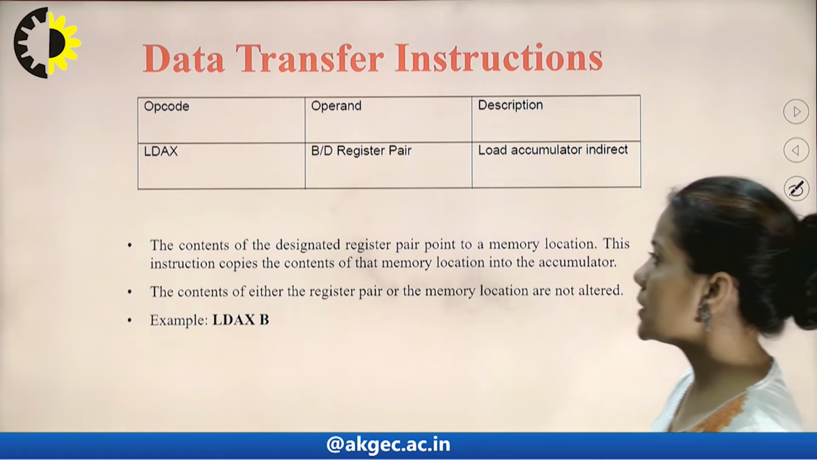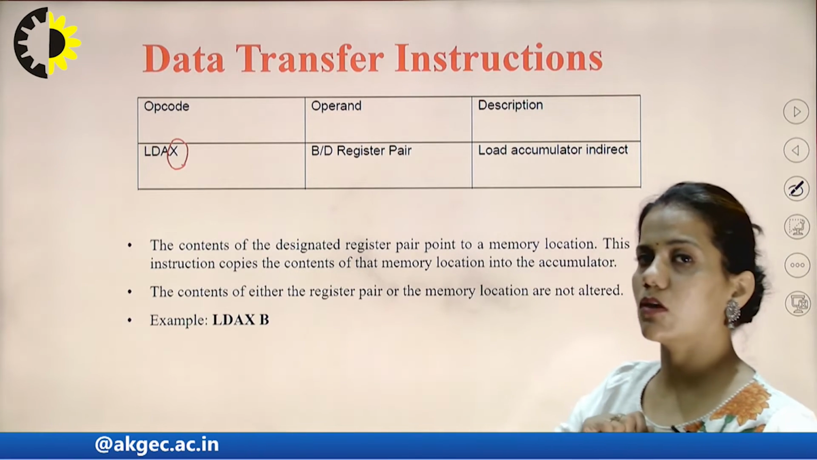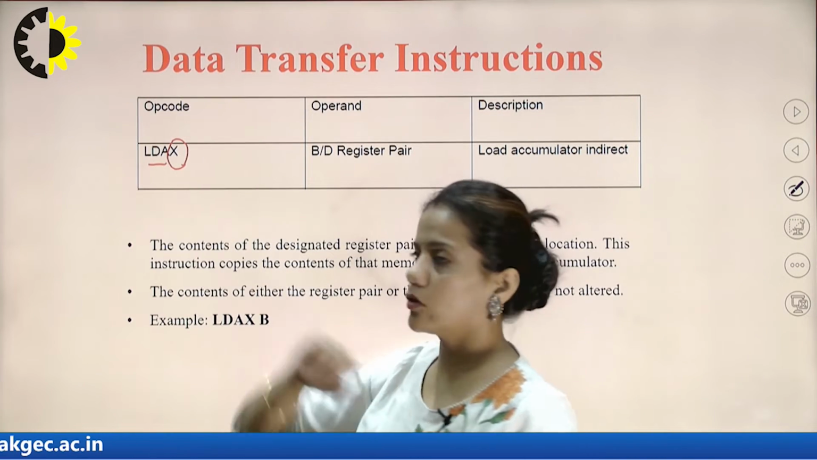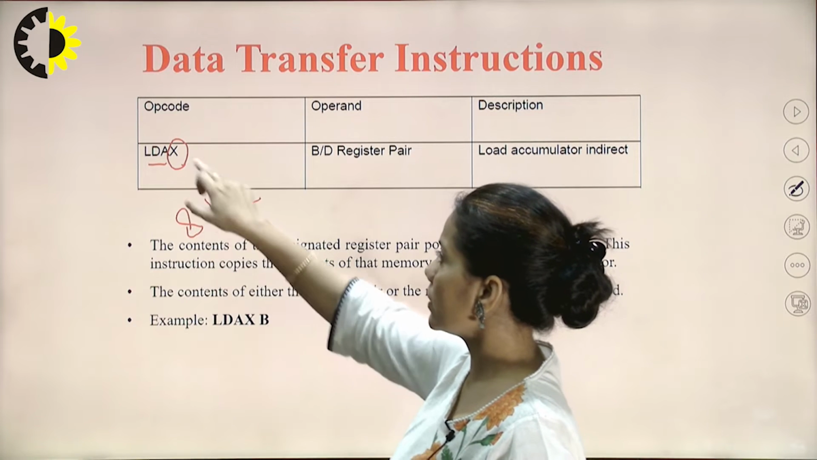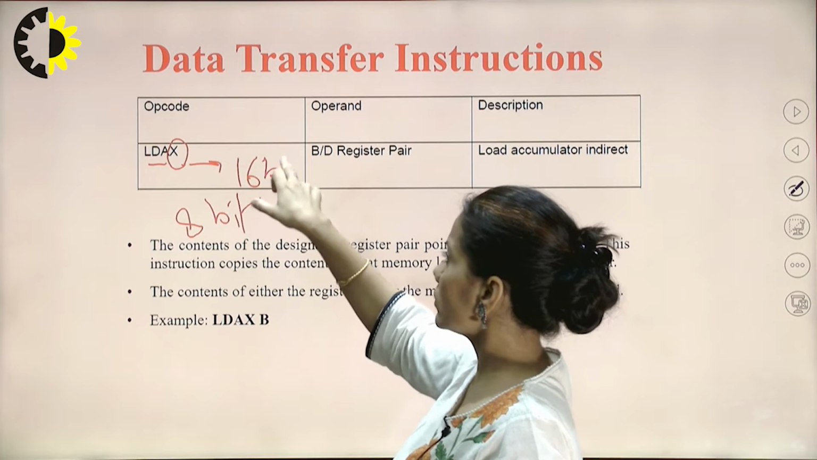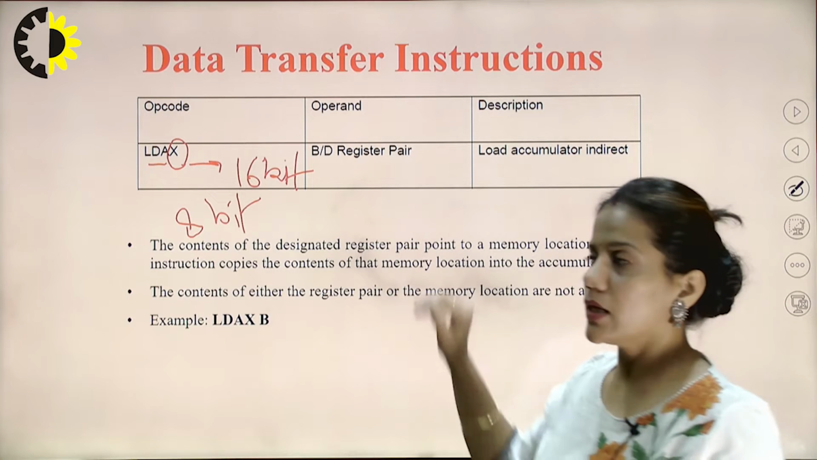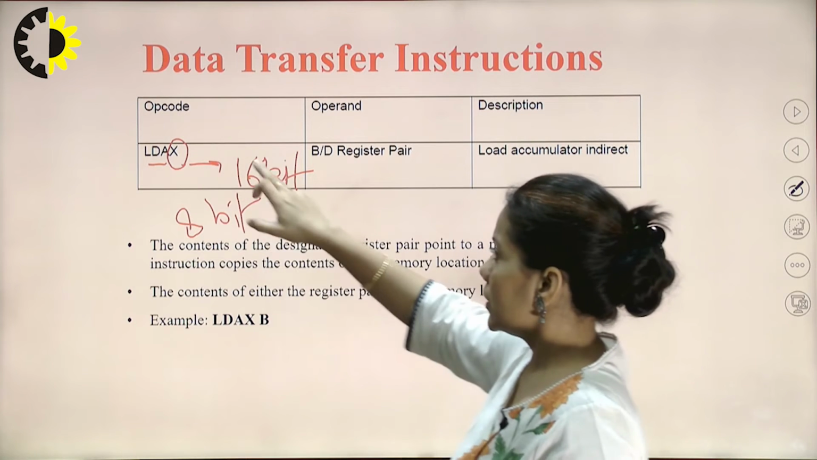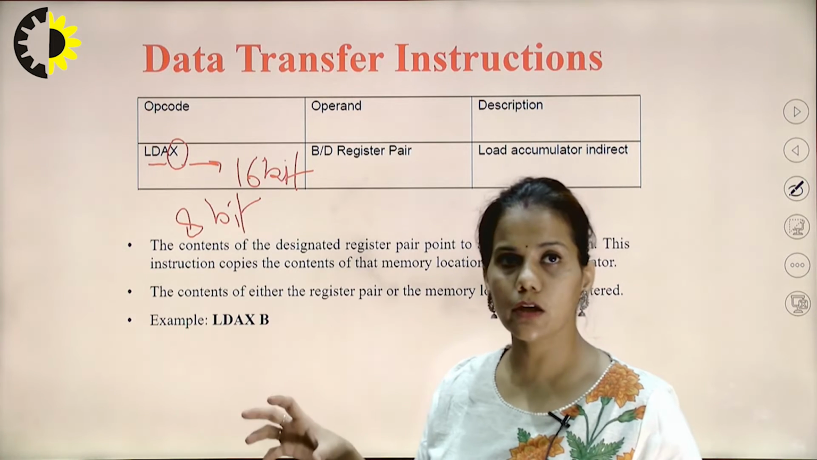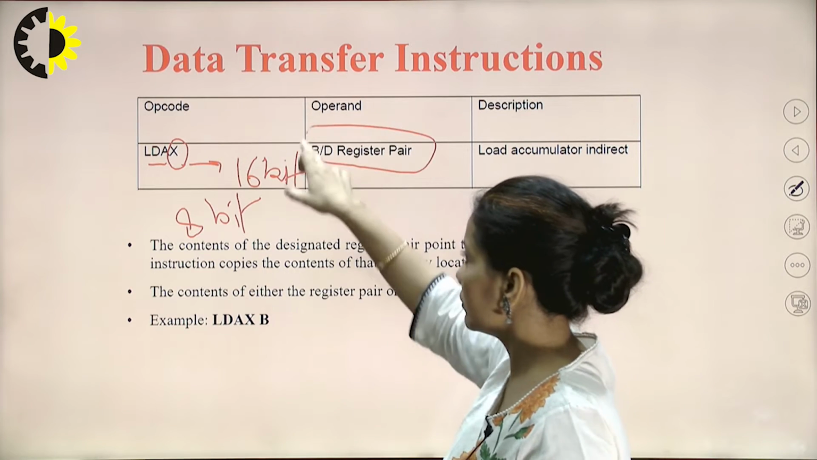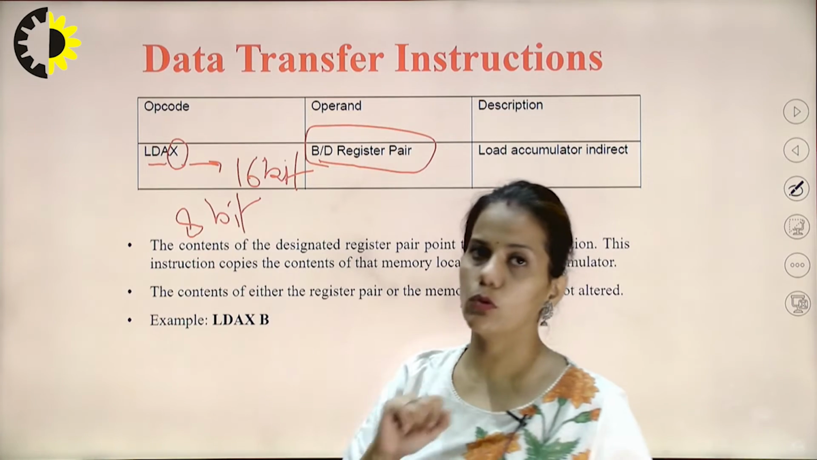In LDAX, X denotes the presence of a register pair in the operand. LDA means load the accumulator. Now the accumulator is 8-bit and the register pair is 16-bit, so how will the contents of the register pair be copied to the accumulator? That is not what happens in this instruction. In this instruction, the contents of the memory location pointed to by the register pair mentioned in the operand are loaded into the accumulator.